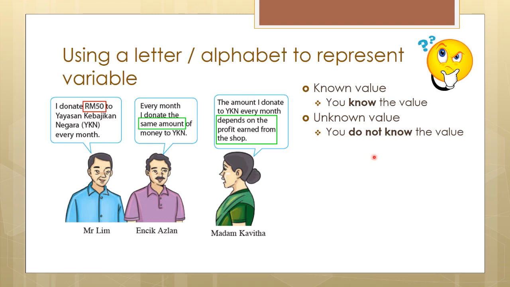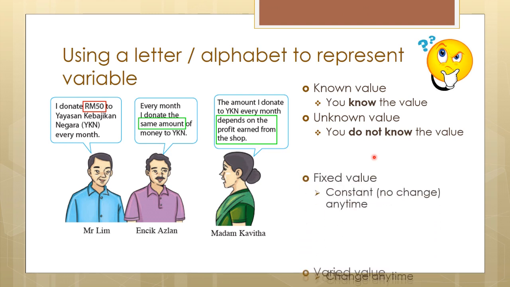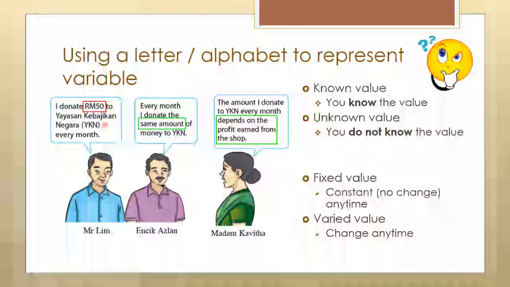Alright, and what is the next thing we're going to know about? The next thing we're going to know is there is a fixed value, there is varied value. So what is a fixed value? Fixed value, which means constant. It's not changing at any time. Alright, where can we see it? You can see it over here. Mr. Lim, donate 50 ringgit every month. Fixed. Do not change 50 ringgit. Alright? And Encik Azlan, same amount, which means it is not going to change every month.